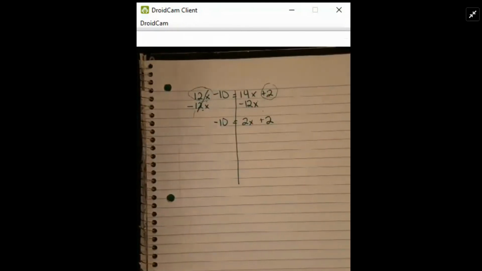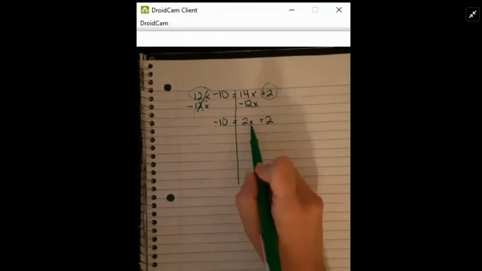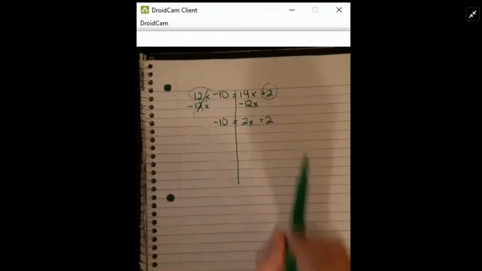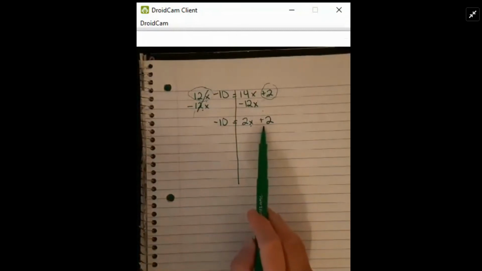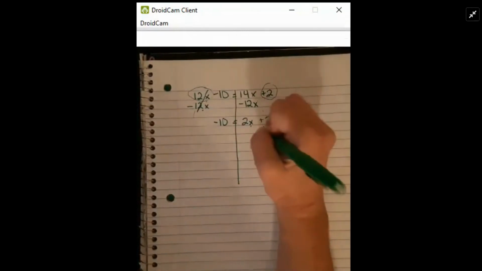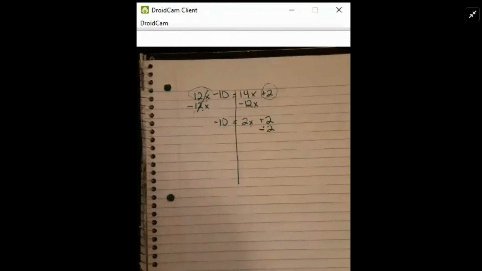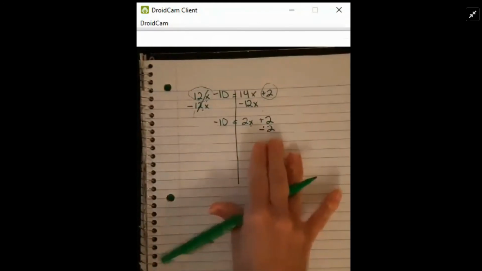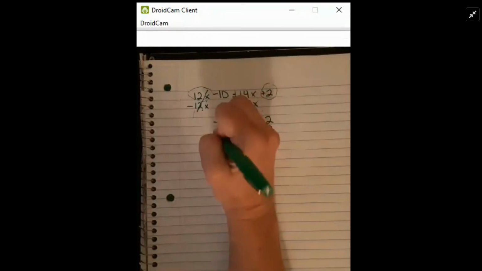All right, so now the equation looks a little bit simpler. Now we can get the x by itself. We can solve for x. So we need to get rid of this plus 2. How do we get rid of the plus 2? We do minus 2. But again, remember, if you do it to one side, you have to do it to the other side to keep those balanced.